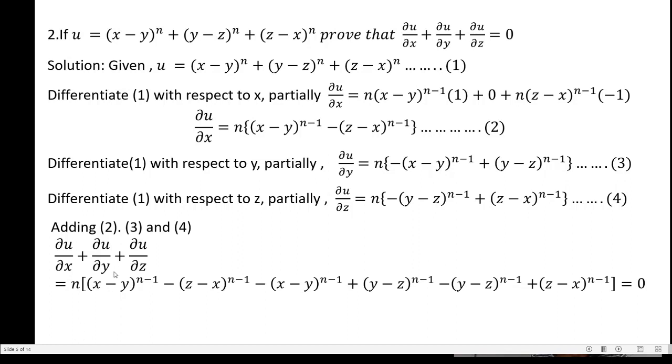Look here, (x minus y) to the power of n minus 1 and minus (x minus y) to the power of n minus 1 get cancelled, and minus (z minus x) to the power of n minus 1 and plus (z minus x) to the power of n minus 1 get cancelled, and (y minus z) to the power of n minus 1 minus (y minus z) to the power of n minus 1 get cancelled. So totally 0. That is del u by del x plus del u by del y plus del u by del z is equal to 0. This is the required result.